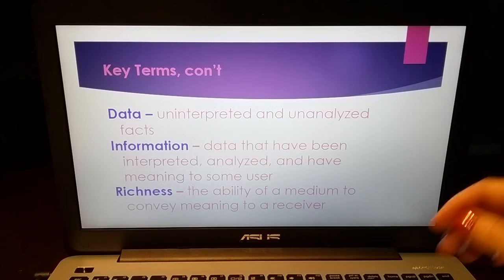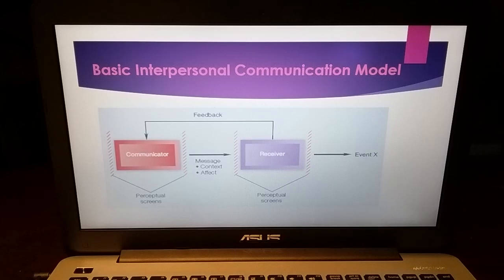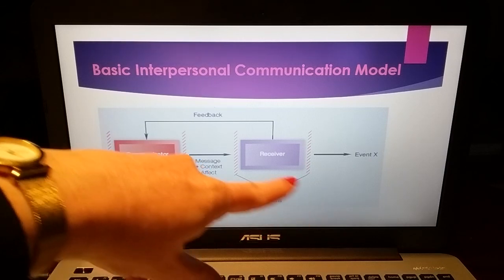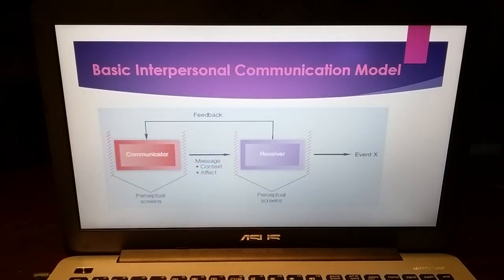Okay, so let's look at the basic communication model here. Again, the communicator and the receiver, we saw those before, and the message. Both the communicator and the receiver have perceptual screens. Then the receiver gives the feedback back to the communicator. And then you can flip around: you can change roles in one conversation from receiver to communicator, communicator to receiver.